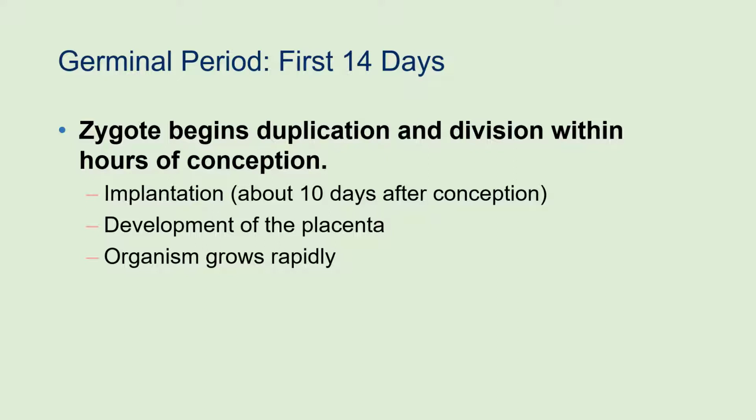The zygote begins duplication and division within hours of conception. The teaspoon or so of seminal fluid produced during a fertile male's ejaculation contains from 200 to 500 million sperm. Of the sperm released into the vagina, only a few hundred complete the 6 or 7 inch journey to the fallopian tubes. An egg arrives there monthly, hours after it is released by an ovary.